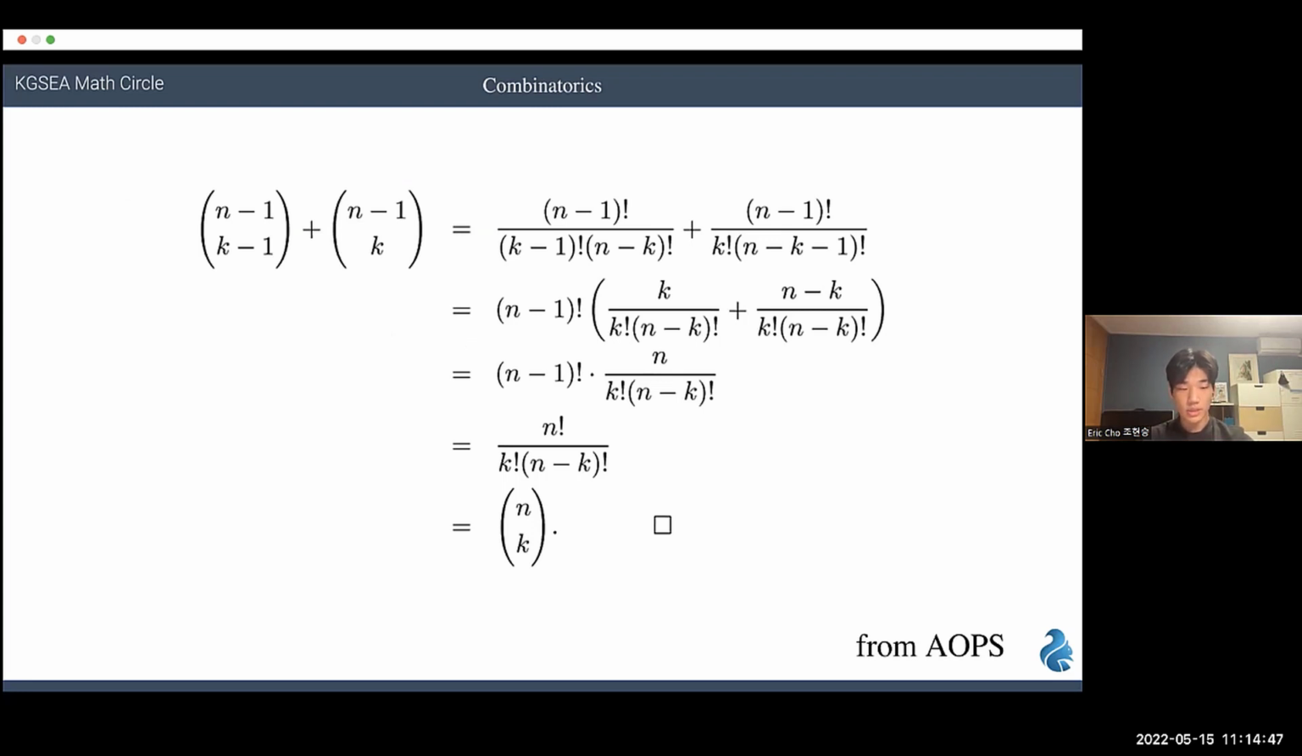Pascal's identity is what is on the slide right now. Pascal's identity is n choose k is equal to the sum of n minus 1 choose k minus 1 and n minus 1 choose k.